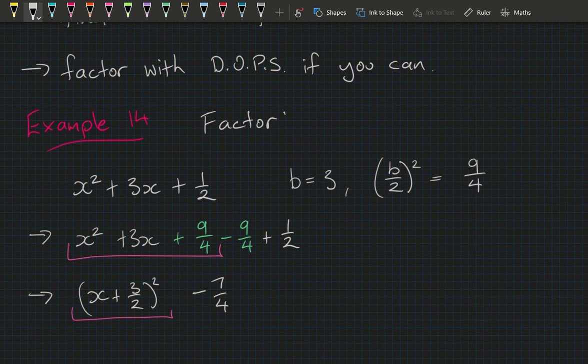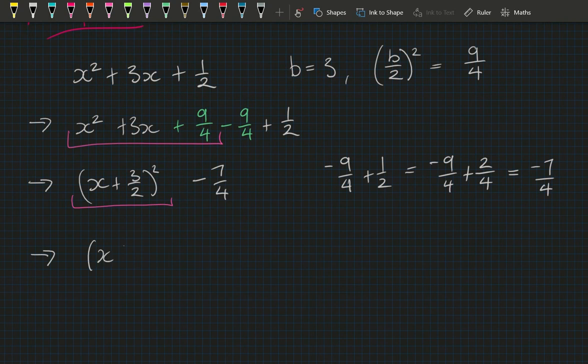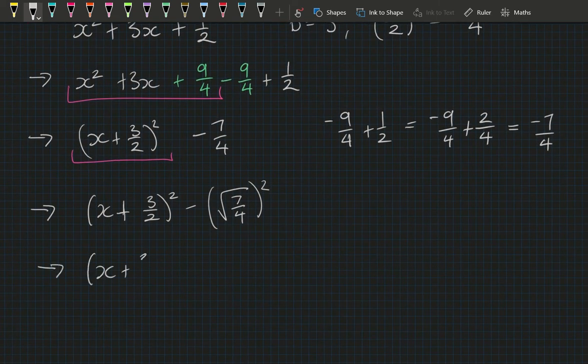So let me just write that out again. Minus 9 on 4 plus a half equals minus 9 on 4 plus 2 on 4, because a half is 2 on 4, so then we've got minus 7 on 4. Alright, so we can now rewrite that expression with the x plus 3 on 2 all squared, but change 7 on 4 to the square root of 7 on 4 all squared. And the square root of 7 is the square root of 7, and the square root of 4 is 2. So let's rewrite that as the square root of 7 on 2 all squared.